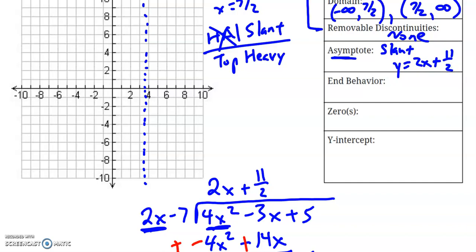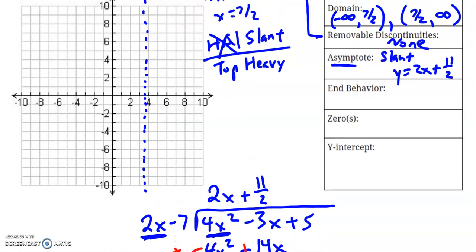Okay, so let's go ahead and graph that. 11 over 2 gives us a y-intercept of, what's that going to be, 5.5.